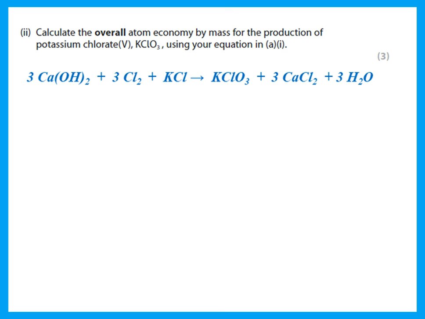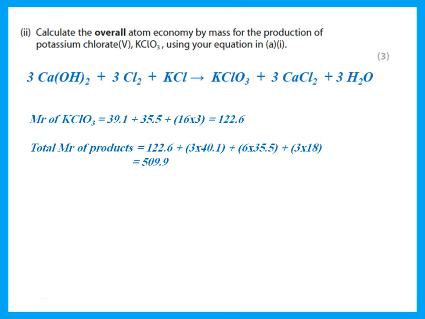Calculate the overall atom economy by mass for the production of this product. Now, what was the equation? This was the overall equation that we just got, and he wants the atom economy. How do we calculate the percent atom economy? Remember that it is the MR of the required product. So my product I'm looking for is the KClO3.